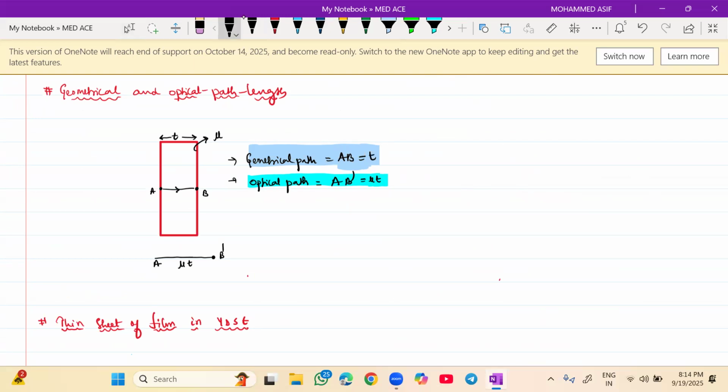Here he will be asking a question: if the distance traveled by the light in the thin sheet is AB, what will be the same length it will be traveling in the air? The answer will be mu times t. Mu is the refractive index.